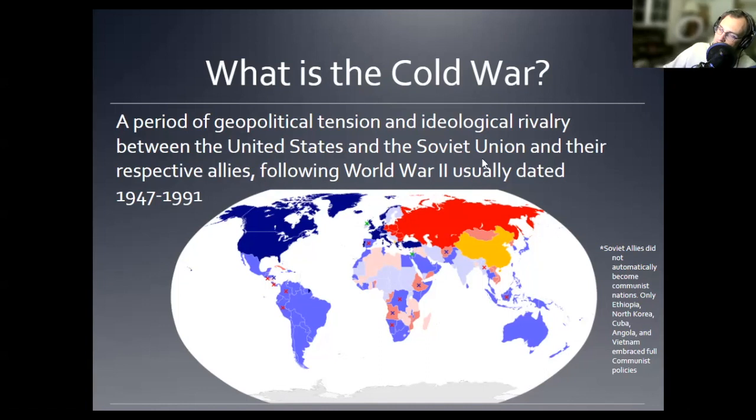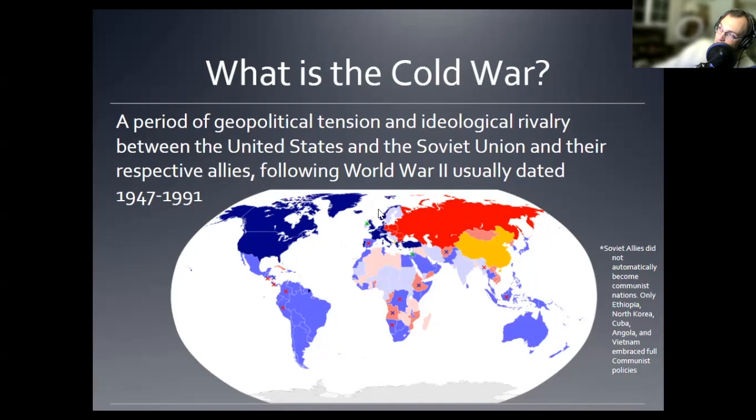Down here, you can kind of see a map of the major areas, who was allied with who. The darker or lighter blue were usually allied to some extent with the United States, and the red, different shades, was to some extent allied with the Soviet Union to various degrees. And then the yellow, you may have noticed, is China, because China also started to play a role in the Cold War. We'll talk a little bit about that. But yeah, it's an ideological conflict.